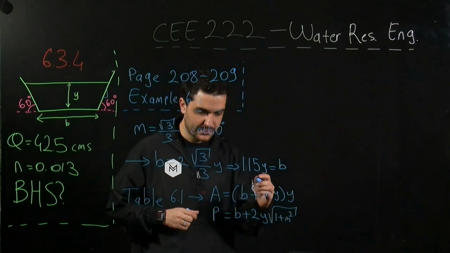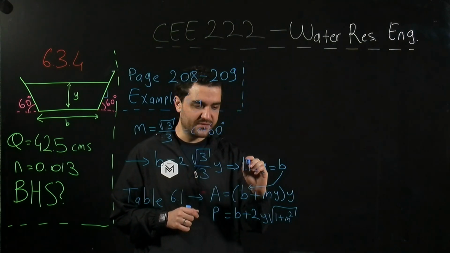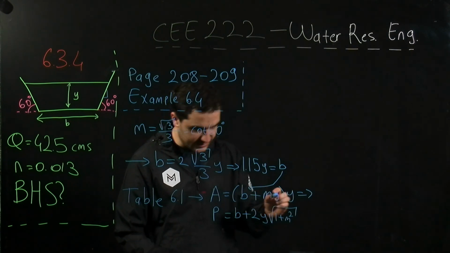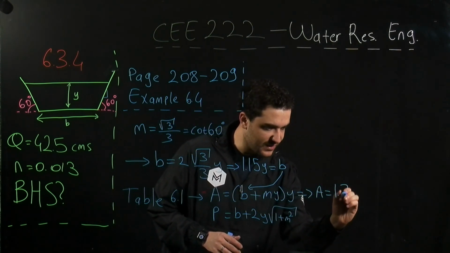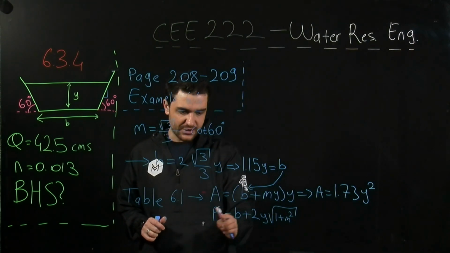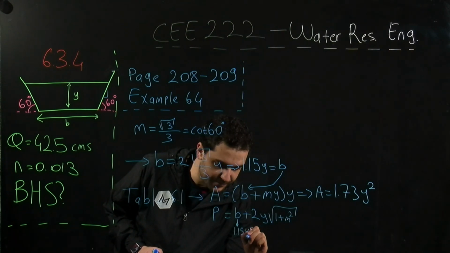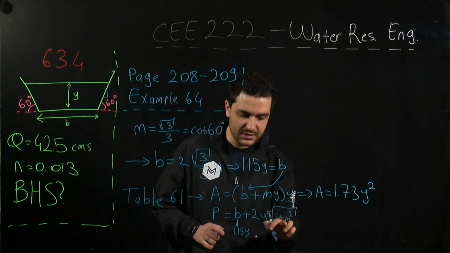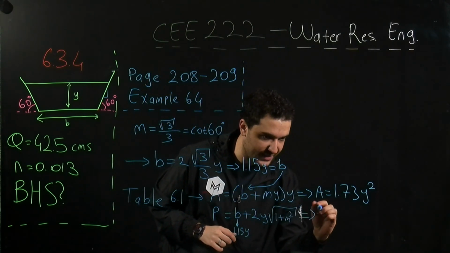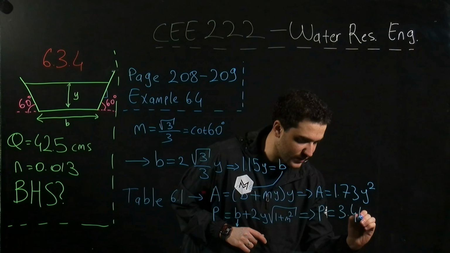So from here, if we use B in this equation as 1.15y, we will get area as 1.73y². And similarly, if we use B here as 1.15y, and we already know the value of m, which is this value, we will get P equal to 3.46y.